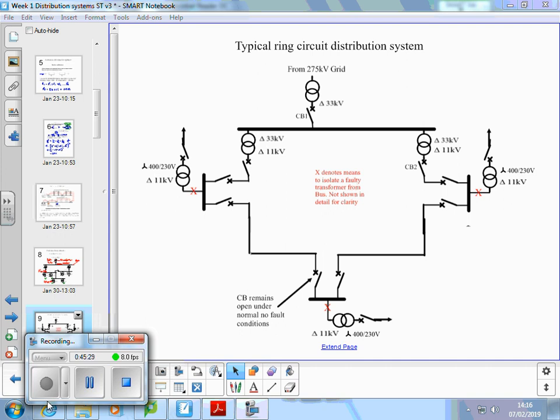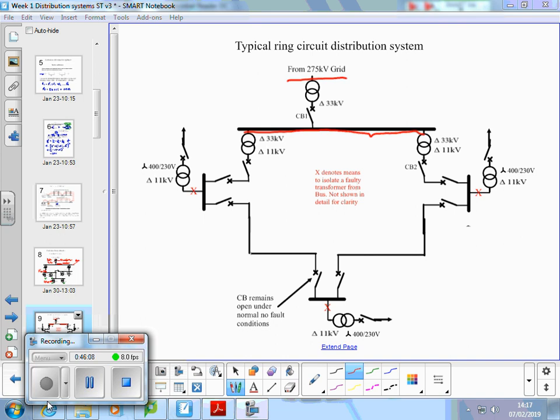So if we look at this system, again we're coming in from the 275 kV national grid down to 11 kV, and we've got 33 kV. We've got a 33 kV bus there. I'll put a little note in the middle saying X denotes a means to isolate a faulty transformer from the bus. So there'd be some form of isolation between that bus and the transformer, so you could isolate it for a transformer replacement. But to keep this diagram reasonably simple, I've left that off.